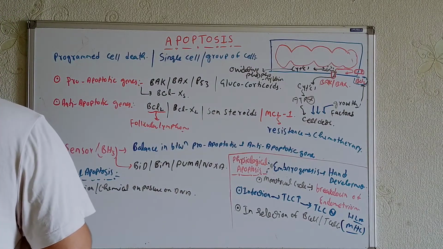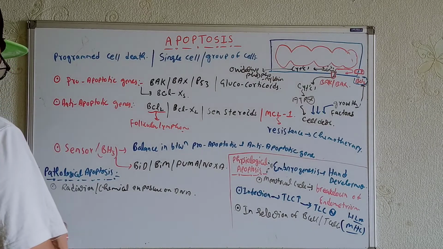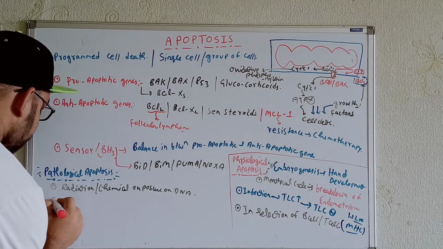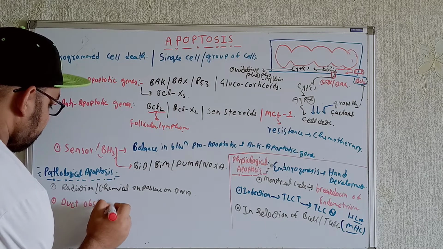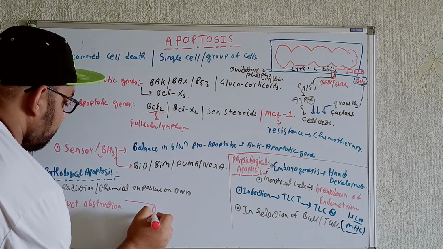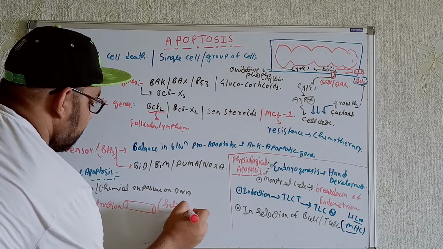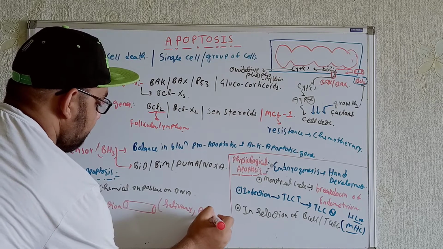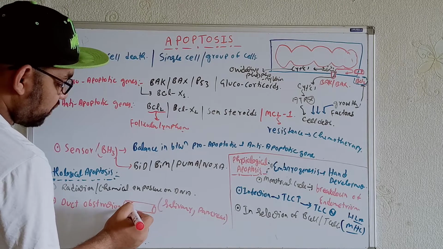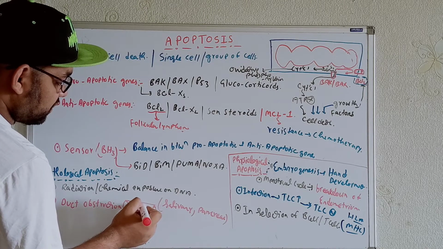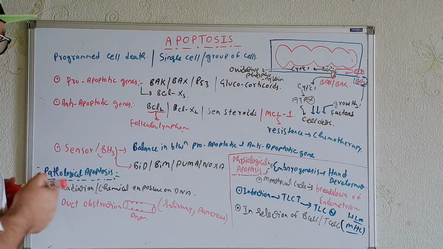Then we can see it in terms of duct obstructions. Okay, let me show you this one. So duct obstructions, for example, in the ducts within the salivary glands, or in the pancreas. In these cases, the cells that are present within the ducts can do the apoptosis over here. So duct obstructions.